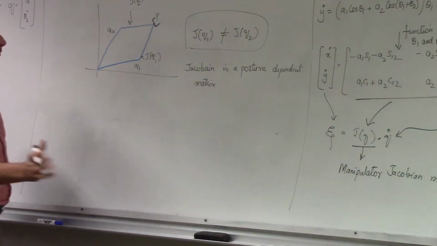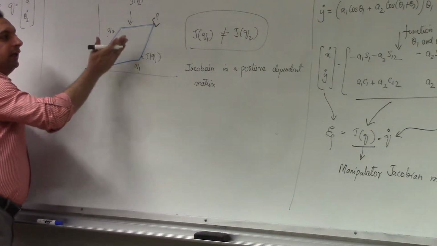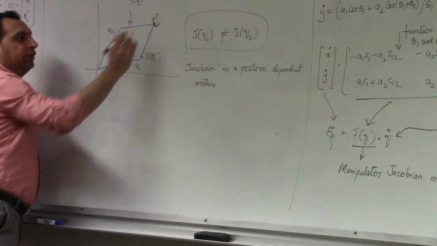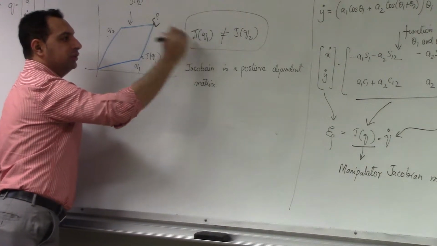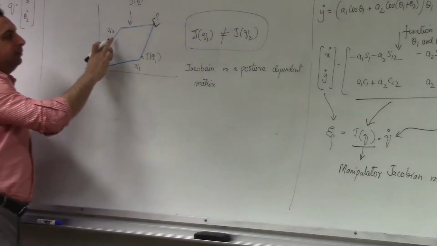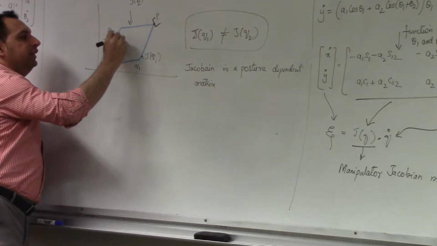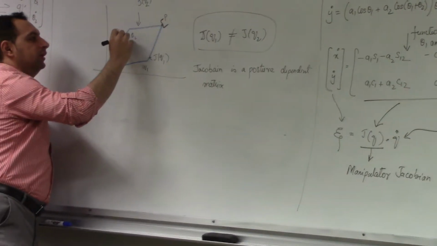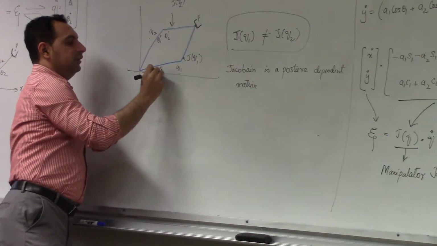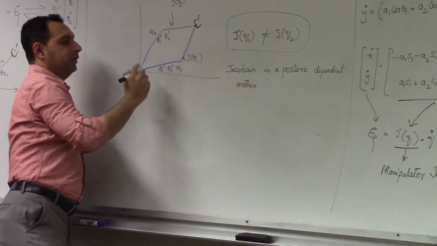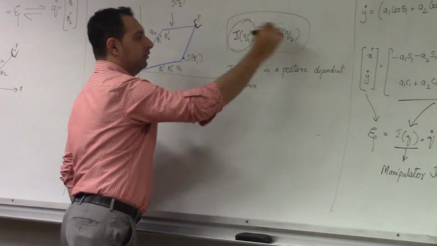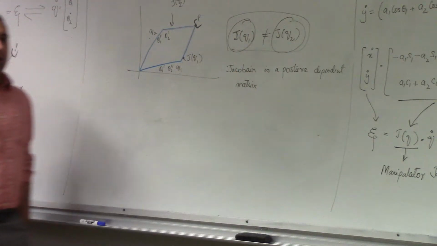But for now, just remember one thing, that for the same point in 3D space, you can reach it with multiple postures. And at every posture, the Jacobian is different, because obviously it depends on theta. So here you have theta 1 double dash, theta 2 double dash. Here you have theta 1 dash and theta 2 dash. This posture is completely different from this posture. So obviously the Jacobians will be different. Okay? And we'll study the properties of the Jacobian.